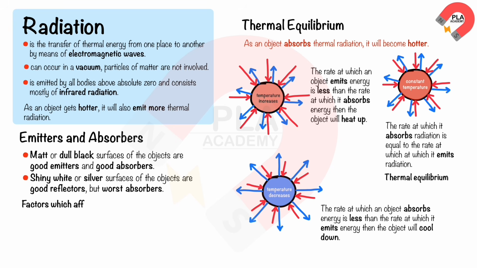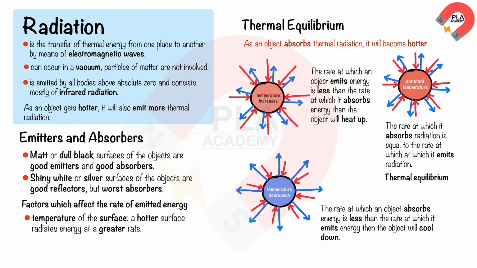There are two factors which affect the rate at which energy is radiated from the surface of a hot object. The temperature of the surface: a hotter surface radiates energy at a greater rate. The surface area: energy is radiated at a greater rate from a bigger surface area.